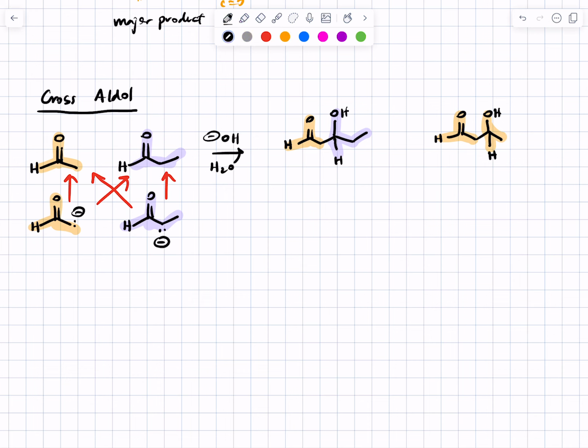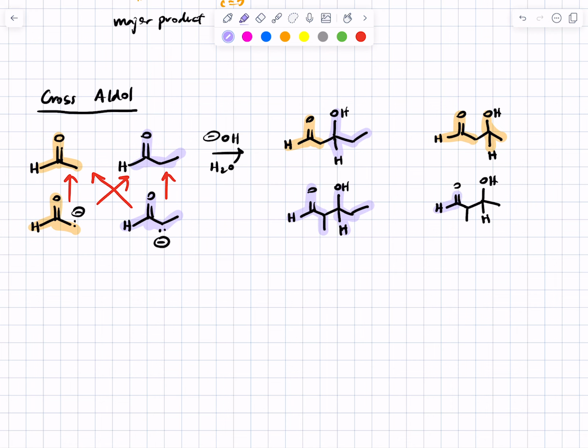Or you have the purple enolate attacking the purple carbonyl compound, or you have the purple enolate having attacked the orange carbonyl compound.